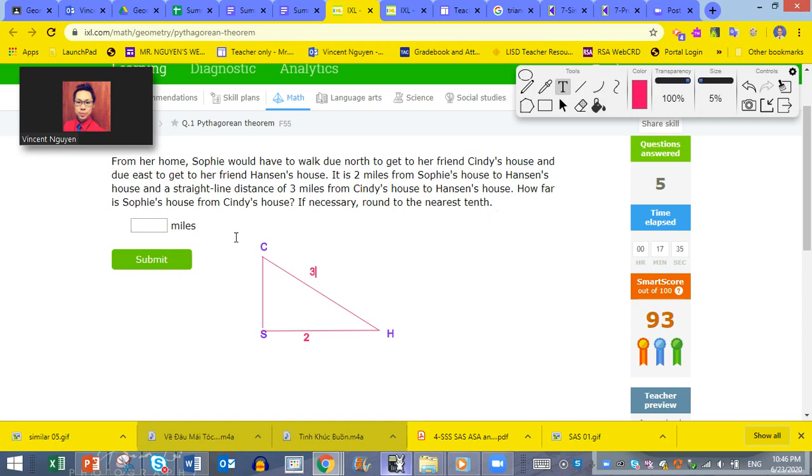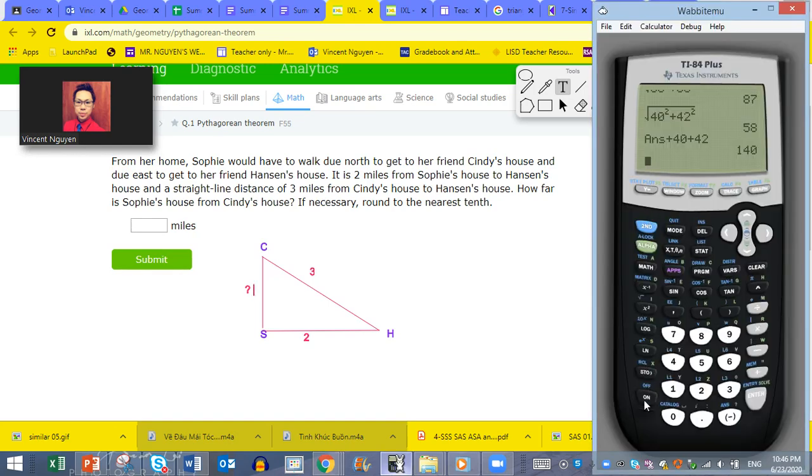So what are we looking for? How far is it from Sophie's to Cindy's? So we're looking for the distance of the leg of this right triangle, right? So now, guys, every time you're looking for the leg, which is the shorter piece of the right triangle, you have to do subtraction, okay? So the Pythagorean Theorem is the same thing, square root of c square, which is the longer side, so 3 square. And then now we're going to subtract, so minus 2 square. Okay, and guys, it is not 1 square, so don't even assume that. Okay, enter.